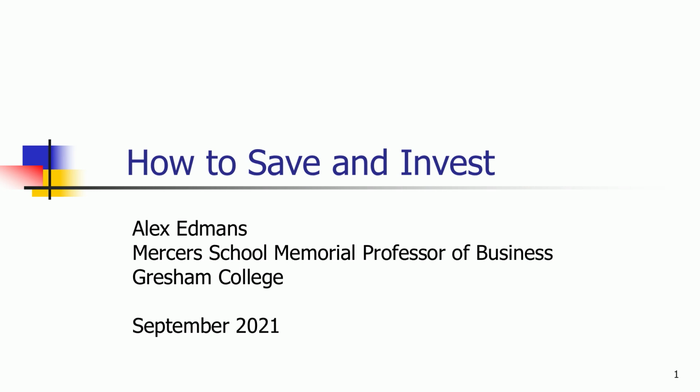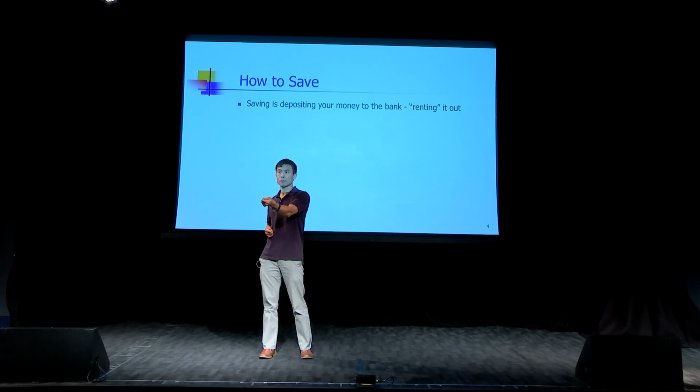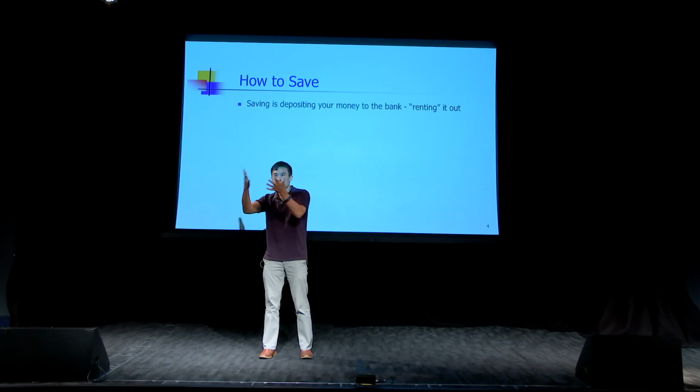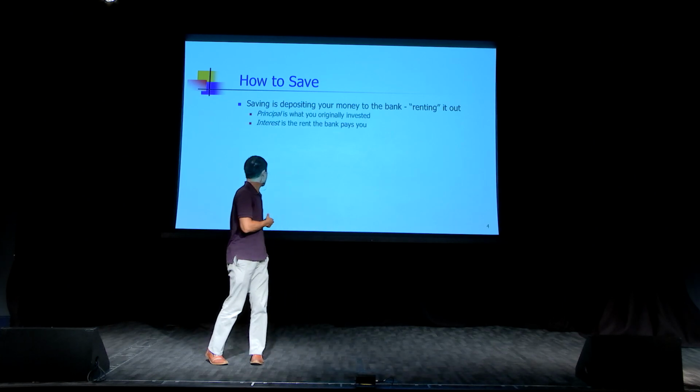So what is saving? Well, saving basically is depositing your money in a bank to get it back later. So effectively, you're renting your money out to a bank, and then you're getting back what you've rented out. And this rental analogy is useful because what you get back is similar to renting out a house. If you rent out your house to somebody else, you get your rental payments every month or maybe every year. And then at the end of the rental period, you get that house back.